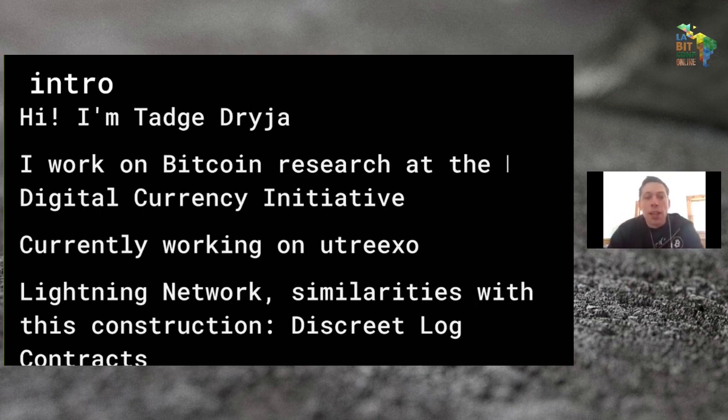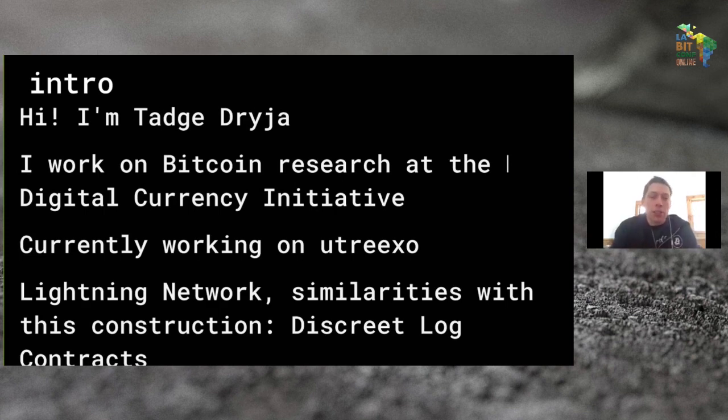So that's cool. Actually, my current work is called utreexo, which is a scalability solution for Bitcoin that allows Bitcoin full nodes to be much smaller in disk size. And so that's a cool project. Not what I'm going to talk about right now, but that's sort of my current project that I'm programming. And here, I'm talking about the discrete log contracts.